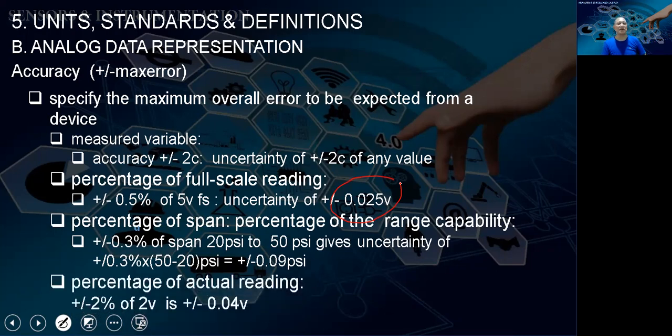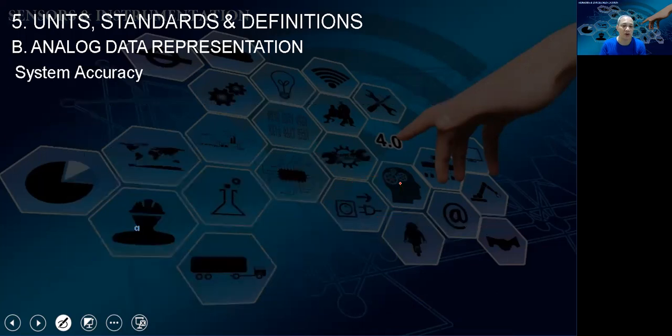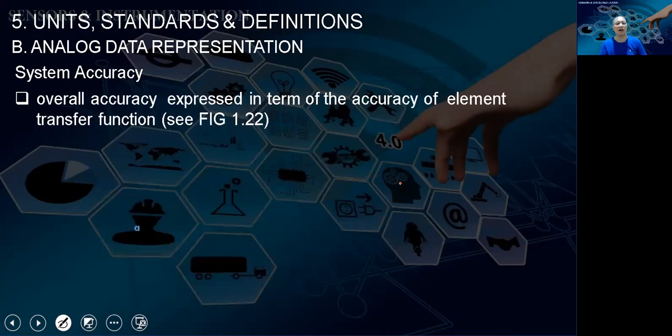Okay. Or percentage of actual reading. So plus or minus 2% of 2 is just what? 0.04. So that is the kind of accuracy that you need to use later when we are measuring something. Don't forget that. System accuracy. If we look at system accuracy, overall accuracy is expressed in terms of the accuracy of the element transfer functions.